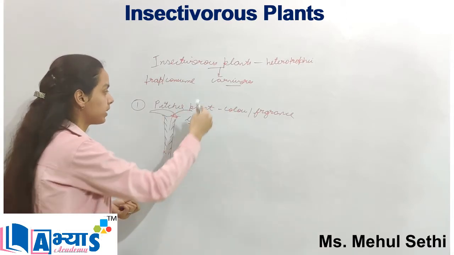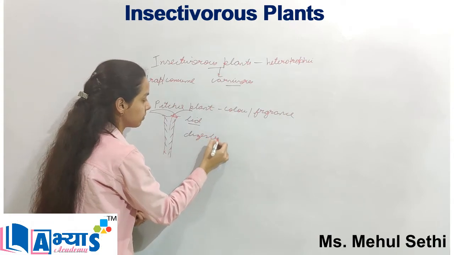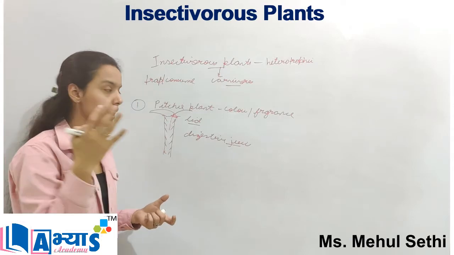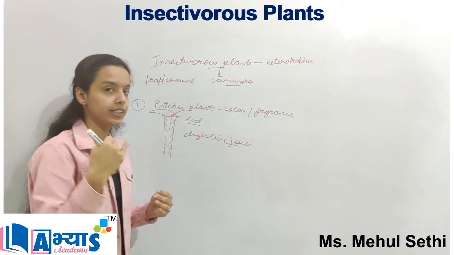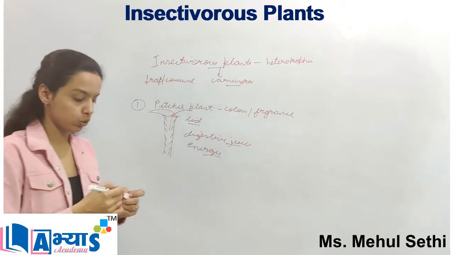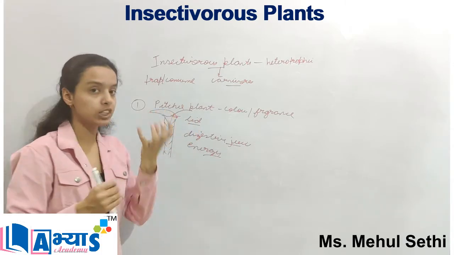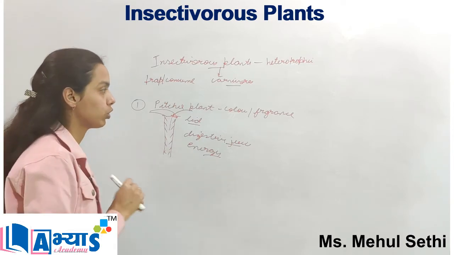As soon as the insect goes into this pitcher plant, there are digestive juices which immediately act upon this insect and digest it. After digesting, they gain energy from this insect. So this is how a pitcher plant consumes the insect and gains energy. Hence it is known as an insectivorous plant.